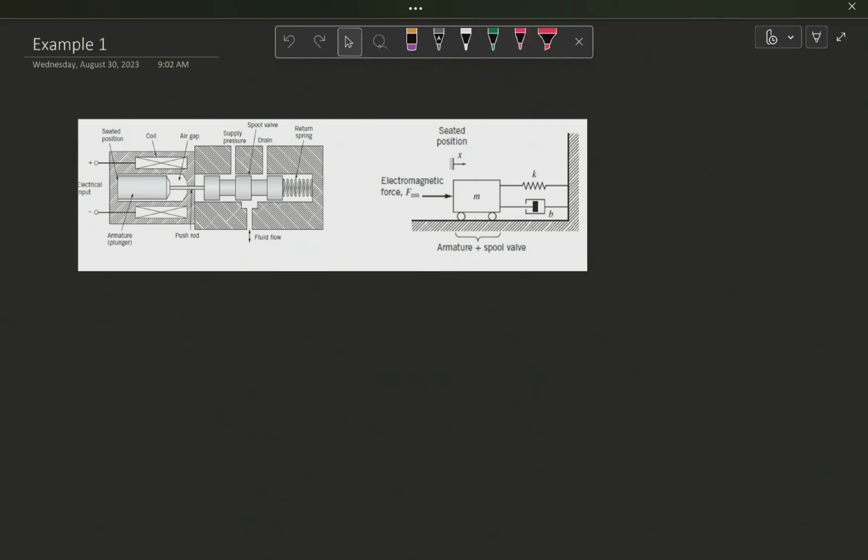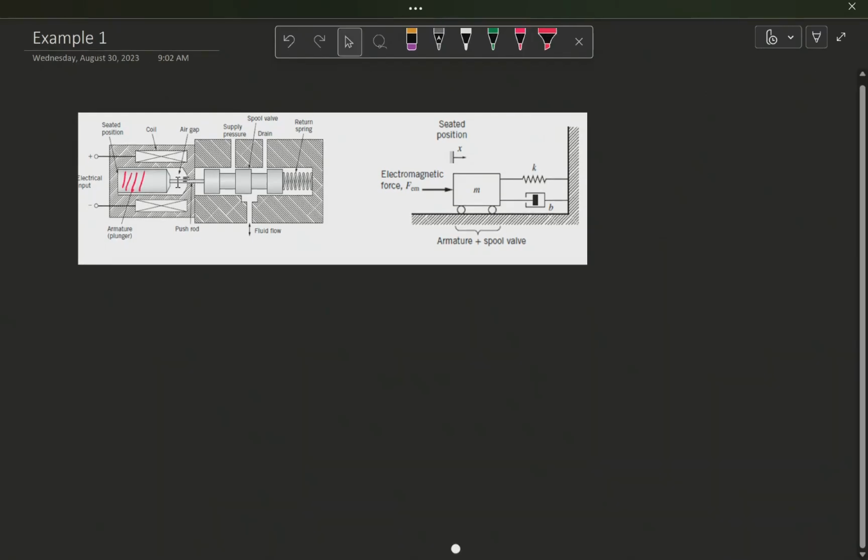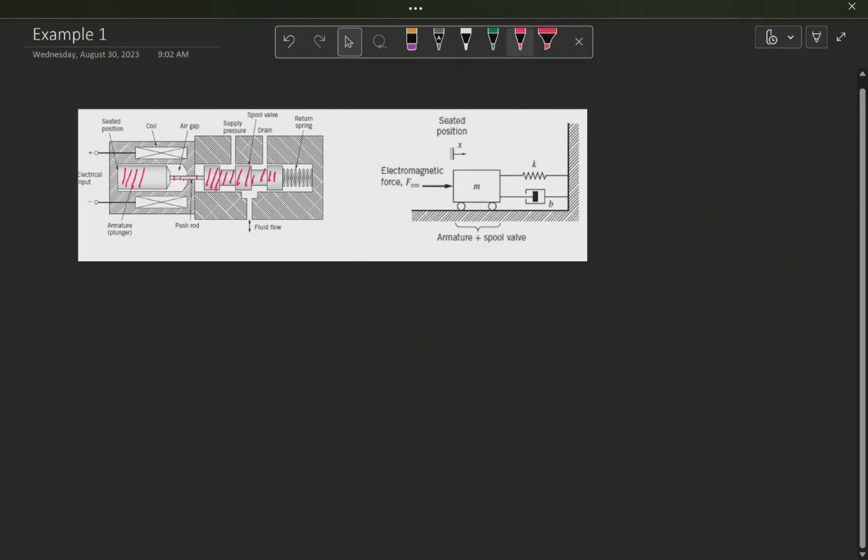Here you see that I have a plunger, which is connected with a push rod to a spool. All of these connections are rigid, so there is no stiffness involved in the push rod. Inside the plunger, I have some coils. When I apply a magnetic field through the environment, I make a magnetic force, or electromagnetic force, that pushes the plunger to the right. When the plunger goes to the right, it pushes the spool and opens the gap here and here so that the fluid can pass.